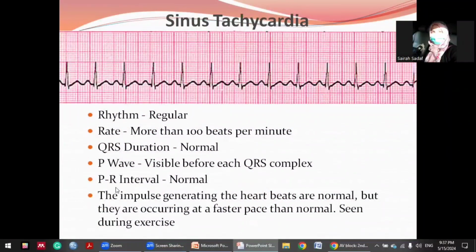In sinus tachycardia, there will be an increase in heart rate, but all other things will be normal. The rhythm will be regular, QRS complex duration will be normal, P wave will be visible, and it will come before each QRS complex. The PR interval will be normal, just that the heart rate will be more than 100 beats per minute. It's known as sinus tachycardia.